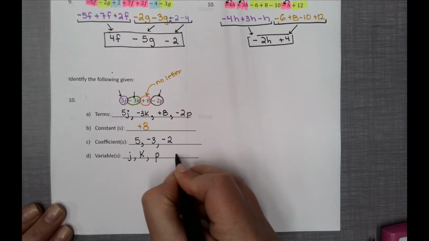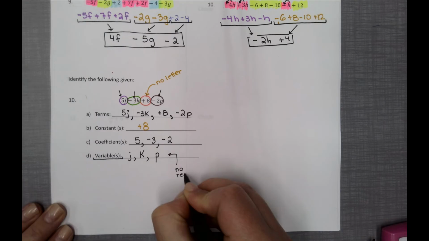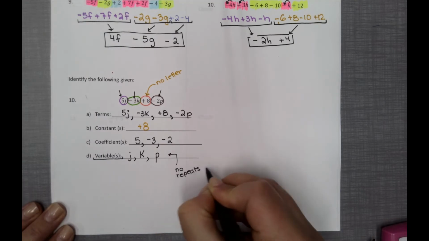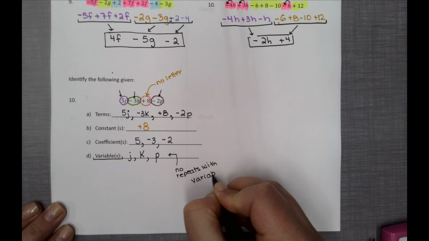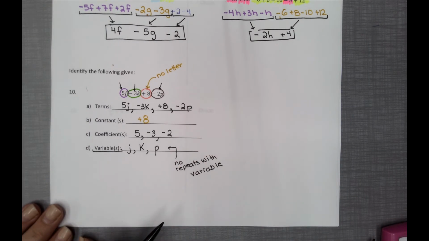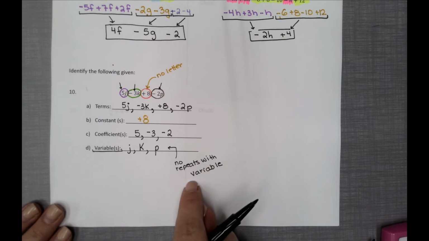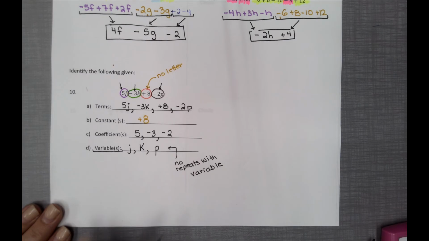I do want to point out that with a variable, there are no repeats. And this is only with variables. Everything else can have a repeat. Like I can have a -1 or a -2, -2, -2. But with variables, I can't write another P. I can't write another K because it's asking for the different letters. If I keep writing the same letter, they're not different. So please be careful with listing out your variables. Moving on.